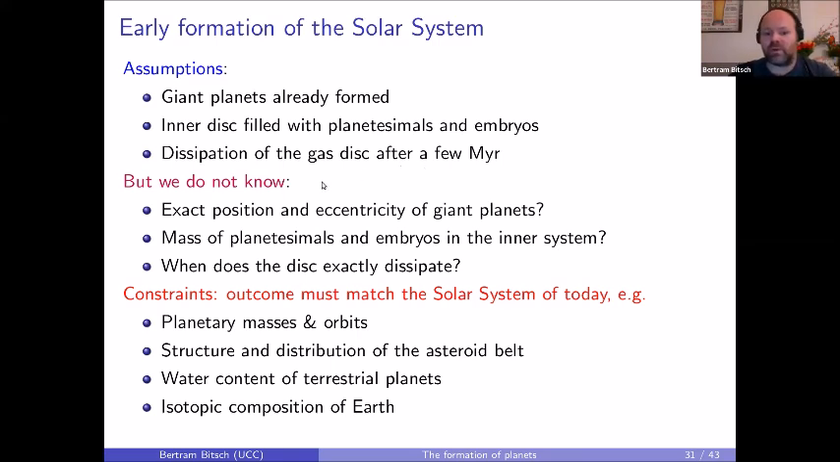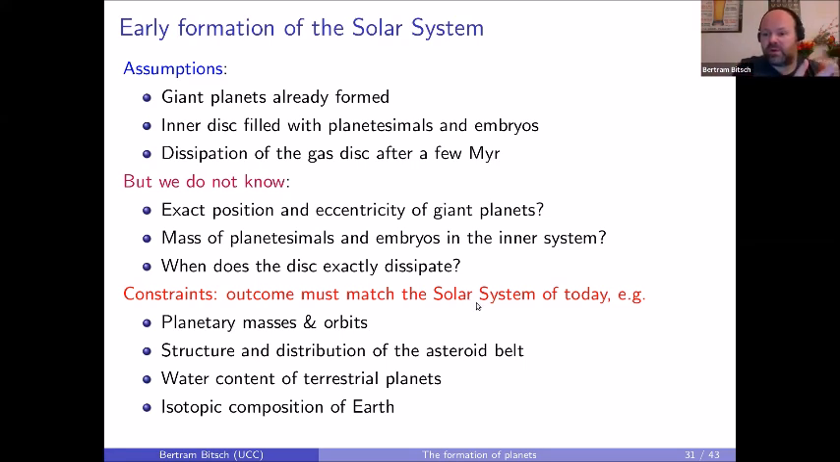There's a few things we do not know. For example, what was the exact position and eccentricity of the giant planets at the time of the solar system formation? We don't know how much mass we had in the planetesimals in the inner regions of the system. We also don't know when exactly the disk dissipated. But of course, we have some constraints, right?